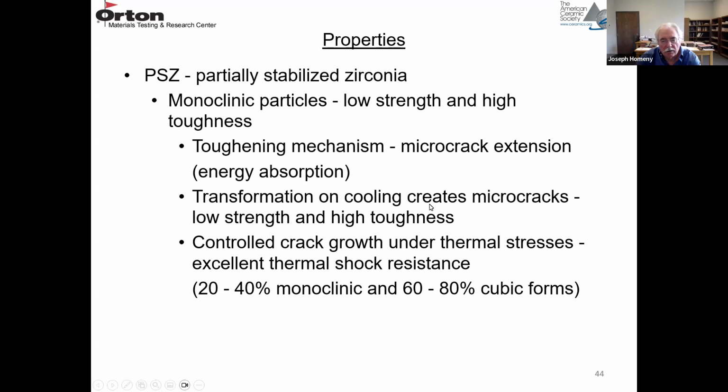So when you cool this material down, you go through the tetragonal to monoclinic transformation, and you're going to create microcracks. Again, cracks present are going to lower the strength, but it's still going to be a tough material because you still have to extend those cracks during crack growth. So you have controlled crack growth under thermal stresses, and you have material with good thermal shock resistance. You're going to have maybe 20 to 40% monoclinic zirconia and maybe 60 to 80% still in the cubic form, the stabilized form.